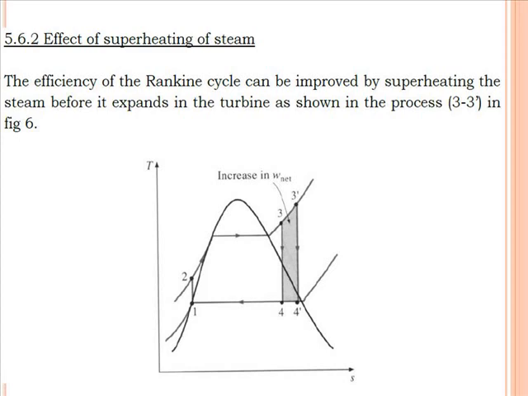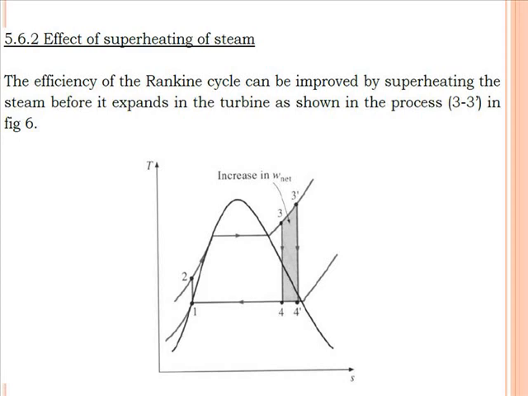Now we have to discuss the effect of superheating of steam on the efficiency of Rankine cycle. Figure number 6 shows that the initial cycle was 1, 2, 3, 4, where 3 to 4 is the process of expansion of the steam in the steam turbine. When we go for superheating of the steam, the temperature of the steam at the outlet of the steam generator is 3 dash, and at 3 dash the steam enters the steam turbine. So 3 dash to 4 dash is the expansion of the steam in the steam turbine, and from that the turbine work is available.